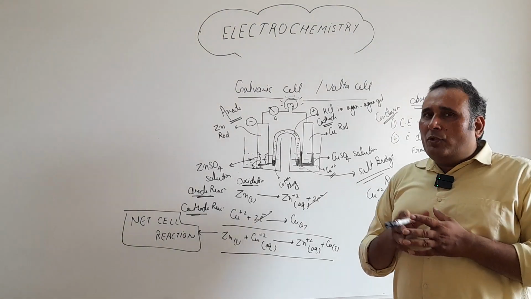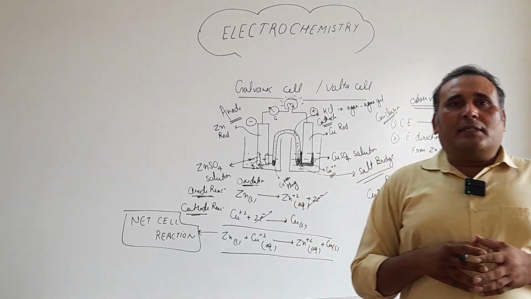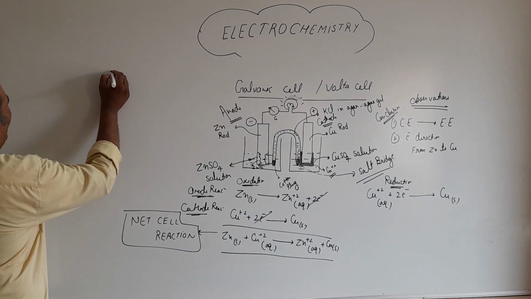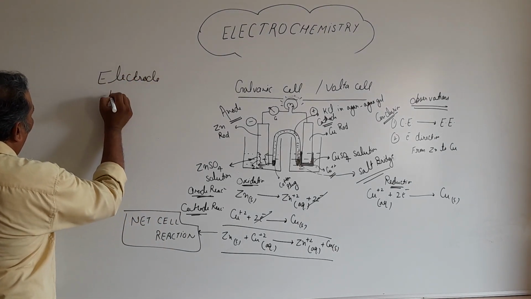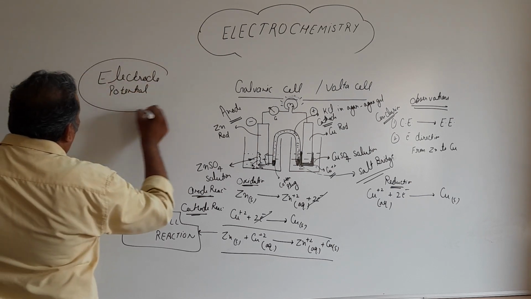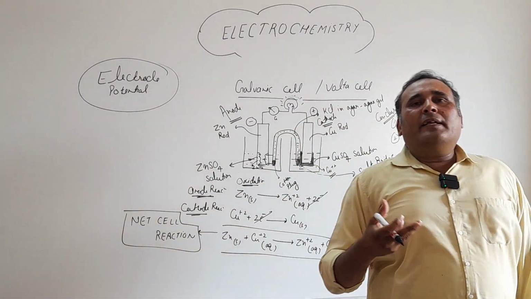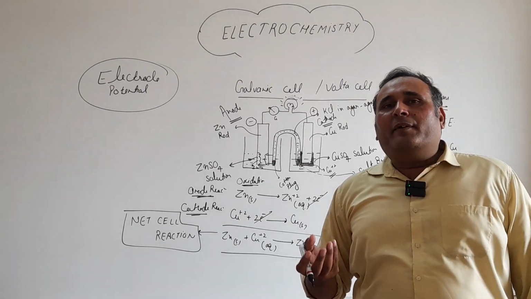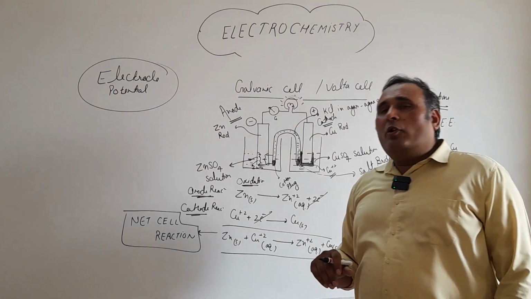So the answer to this question is in a term that is called electrode potential. So we have to understand the term electrode potential. If we understand the term electrode potential, then we can easily give the answer why some metals are more reactive and why some metals are less reactive. Let's see what is electrode potential.